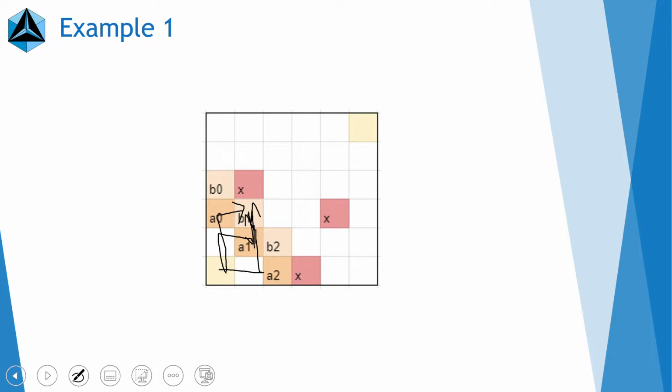So in other words, since B1 can be reached from both A1 and A0, the one path that goes through A0 contributes 1, and then the 2 paths that go through A1 also go through B1. So there's 1 plus 2 equals 3 paths that go to B1.